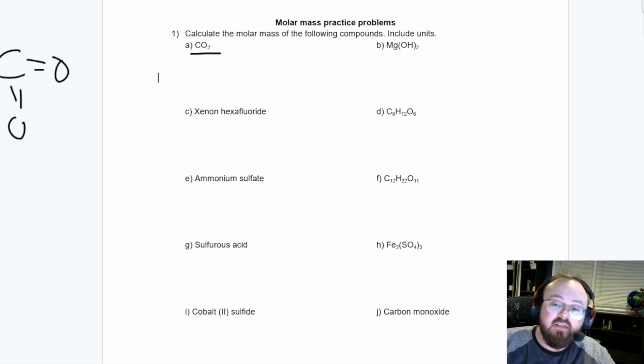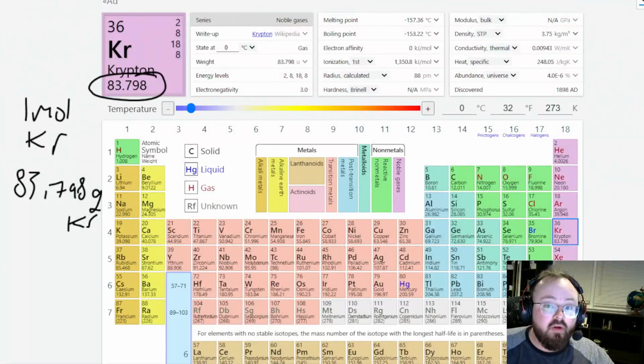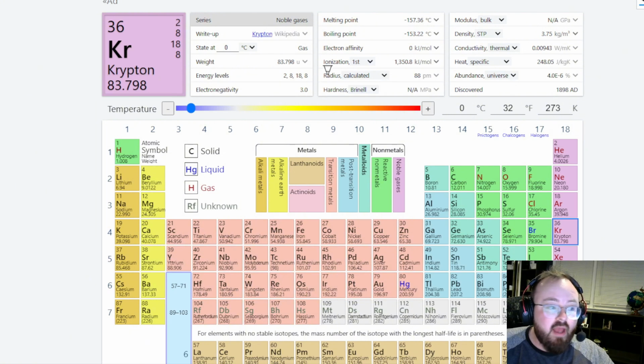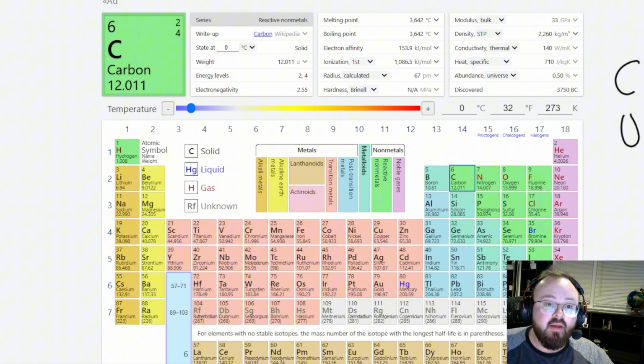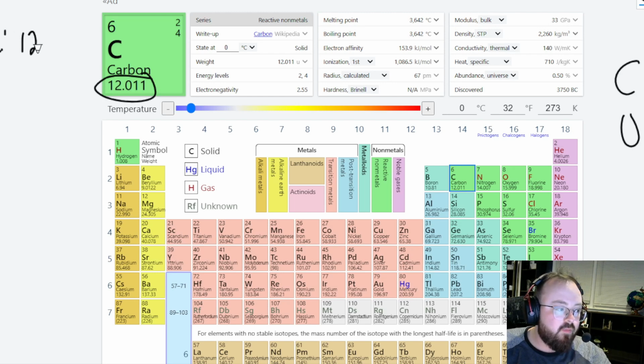And so to find our molar mass, we first have to figure out how much each of these atoms weighs. So we go to our periodic table here, and we're going to look for carbon, and we're going to look for oxygen. So carbon, right here, has a mass of 12.01, or 12.011. So for carbon, we are going to use 12.011 for our carbon atom. We're going to be using 2 decimal places for every molar mass here.